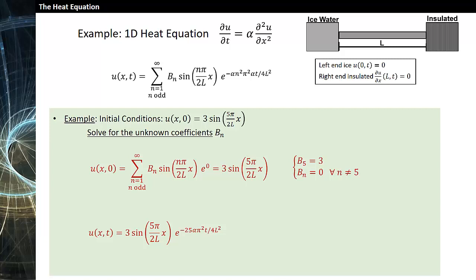And so in order for us to solve for this initial condition, we see that we must have b sub 5 equal to 3, namely for n equal to 5. And b sub n is equal to 0 for any n that's not equal to 5. So our solution for all time is just picking up one term from that infinite sum of terms, the n equal to 5 term. So we have 3 sine of 5 pi over 2L times x. And then in the exponential, we put n equal to 5, so that n squared gives us the factor of 25 that's there. We still have alpha, pi squared, t, and then divide by 4L squared. So this gives us a solution for all time.